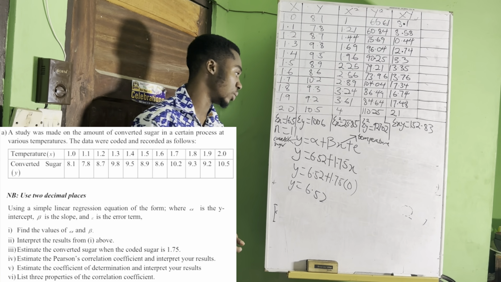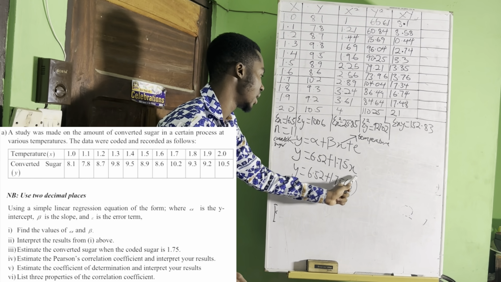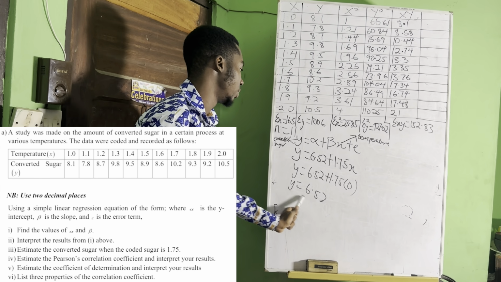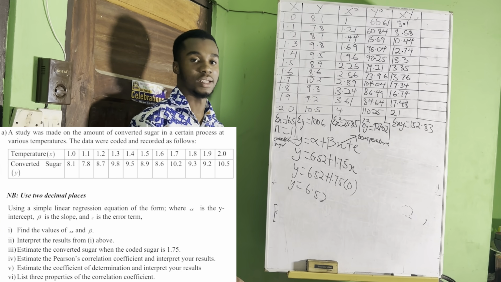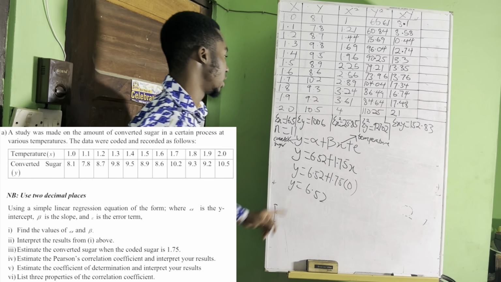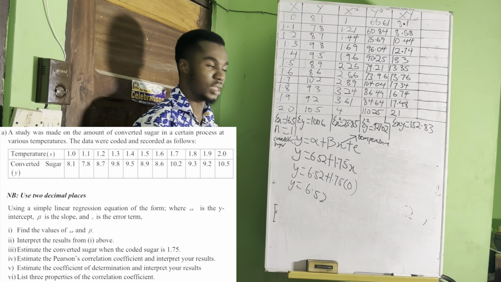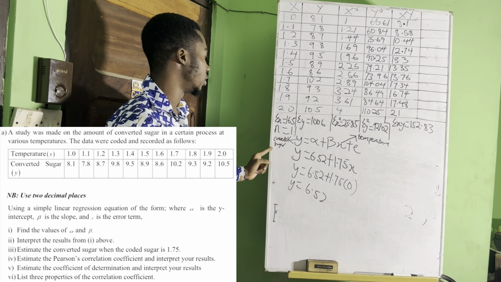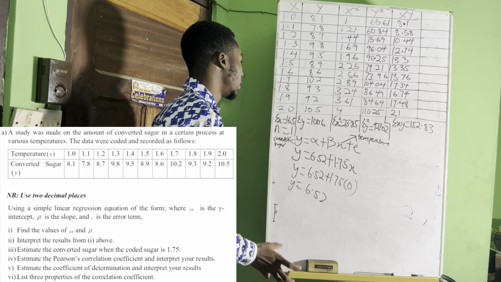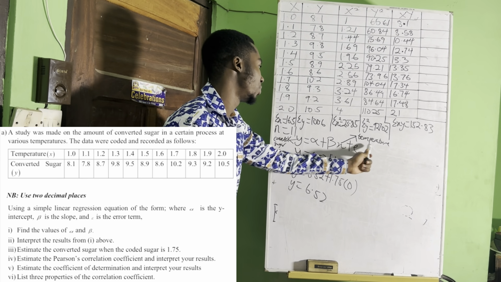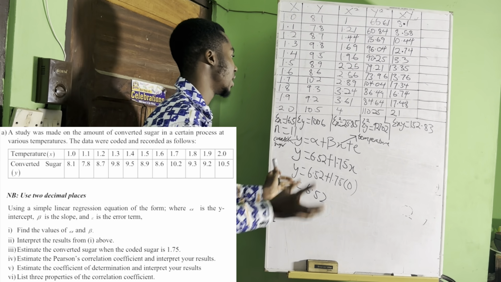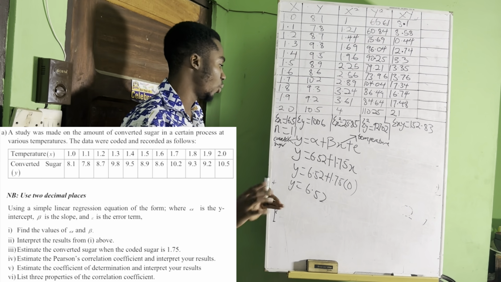Now what does that tell you? It tells you that when x is 0, your converted sugar, which is y, is going to be 6.52. I hope you are paying attention. When we made our x 0, we got our y to be 6.52, and 6.52 was our alpha. And y, we've already said, is the converted sugar. So when x, or the temperature, is 0, our converted sugar will be 6.52.